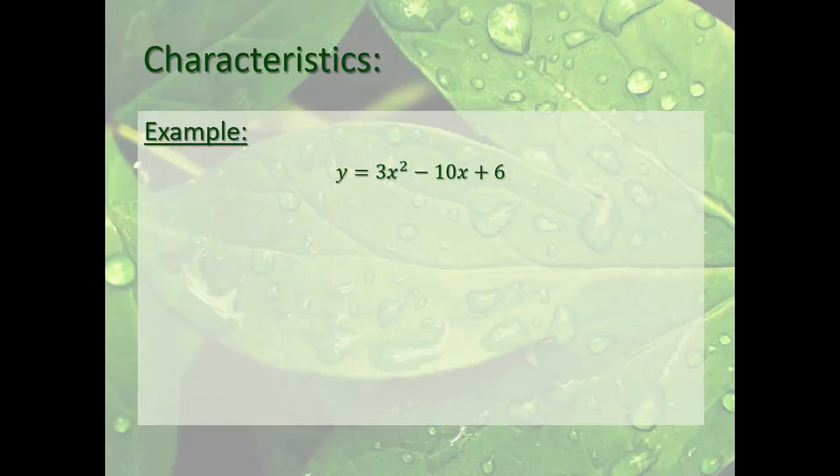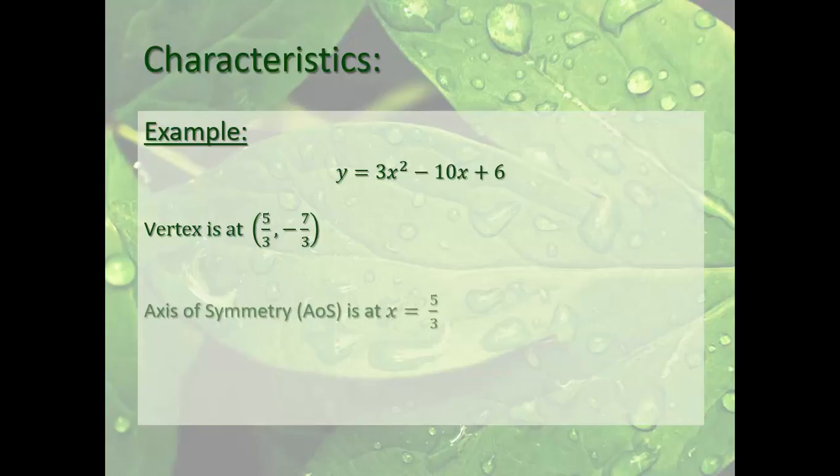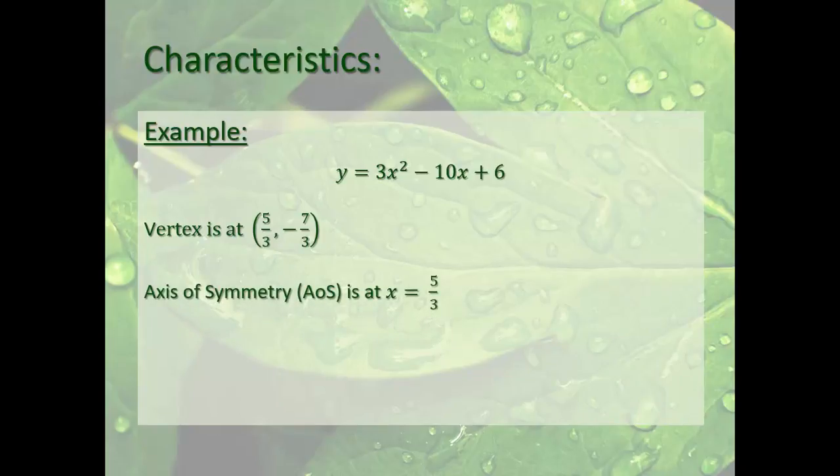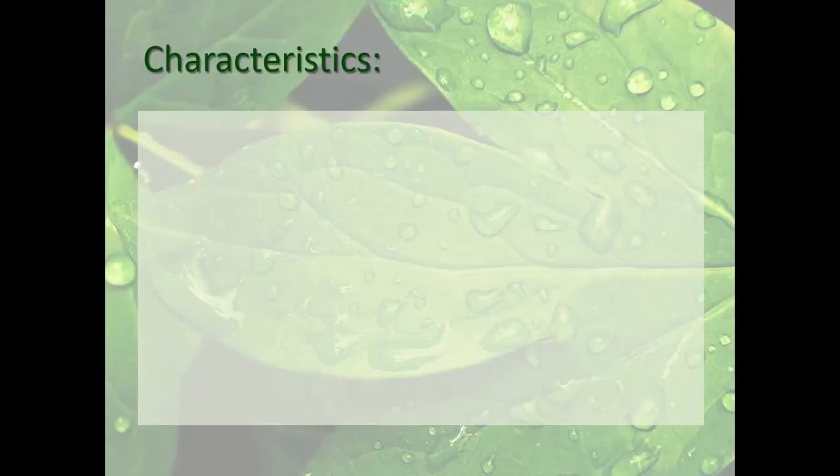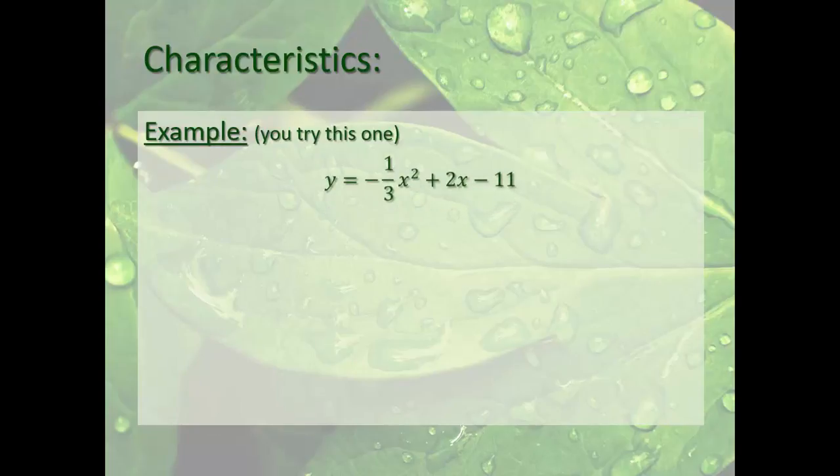So now we put it all together. Our vertex is at (5/3, negative 7/3). And of course our axis of symmetry is at x equals 5/3. So let's try another example. This one I want you to do on your own. So pause the video and find the vertex and the axis of symmetry of this equation.